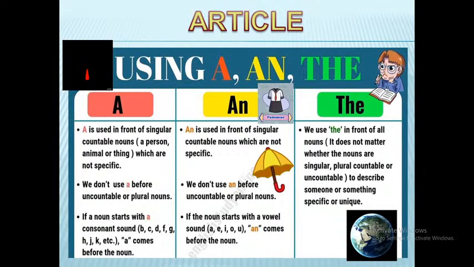Okay. Now, in the last class again we discussed the usage of an, where we learned that an is used in front of a singular countable noun which is not specific, and the second rule of using an is that the singular countable noun must start with a vowel sound to use an before that.